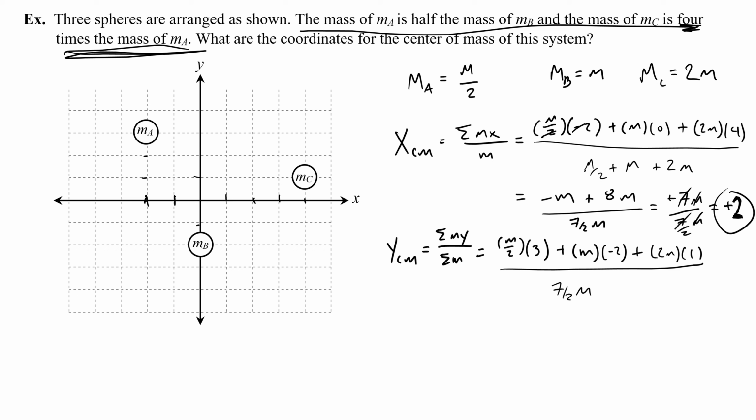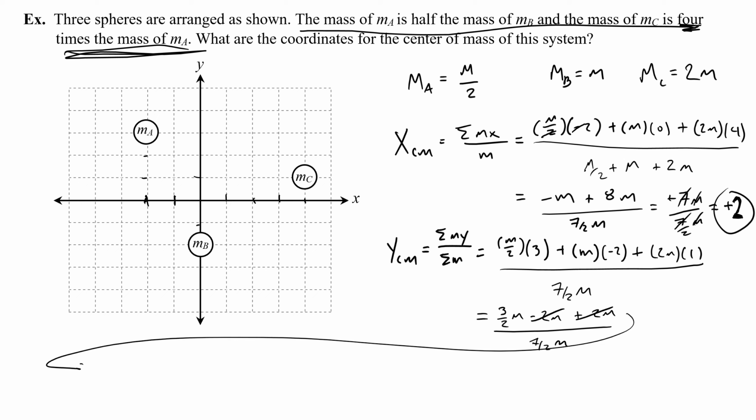How do we simplify all of this stuff? Well, there are going to be a lot of terms. Essentially, we're going to get 3 halves M minus 2M plus 2M all over 7 halves M. Kind of nice because this negative 2 and that positive 2 is going to cancel. And you know what? I'm actually going to bring this over here because I need some space. So I've got 3 halves M. I'm going to write that as 3M over 2. And then instead of trying to divide by this fraction, I'm going to multiply by the inverse. So 7M over 2.